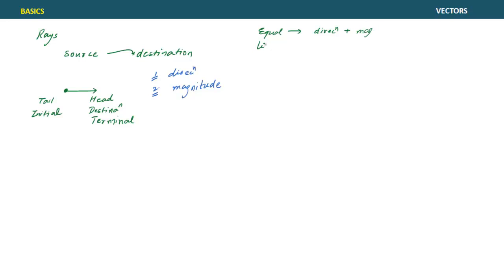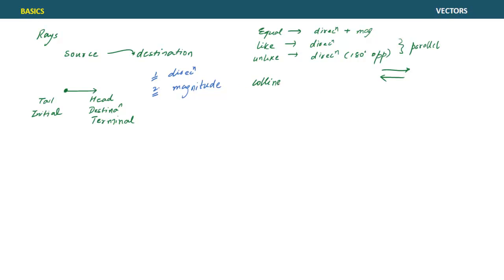What are like vectors? For like vectors, only the direction is equal. What are unlike vectors? For unlike vectors, direction is opposite. I do not know about the magnitude, but the direction is 180 degrees opposite to each other. For example, if one is going like this, the other will be coming in this particular direction. In fact, both like and unlike vectors are parallel vectors. What about collinear vectors?